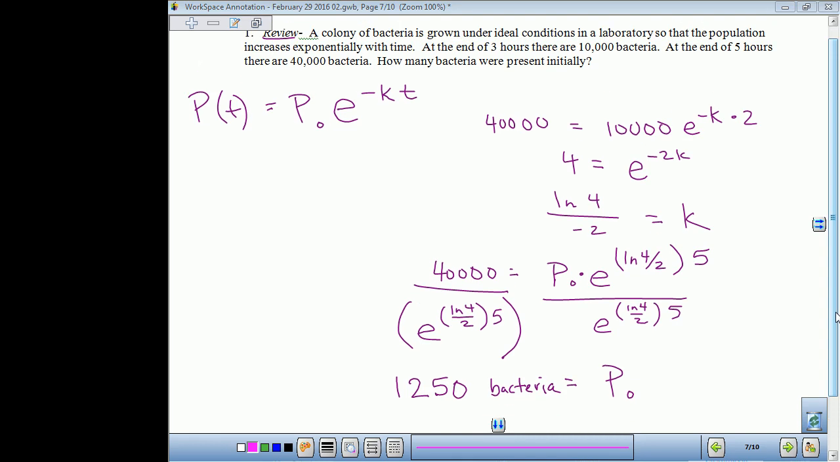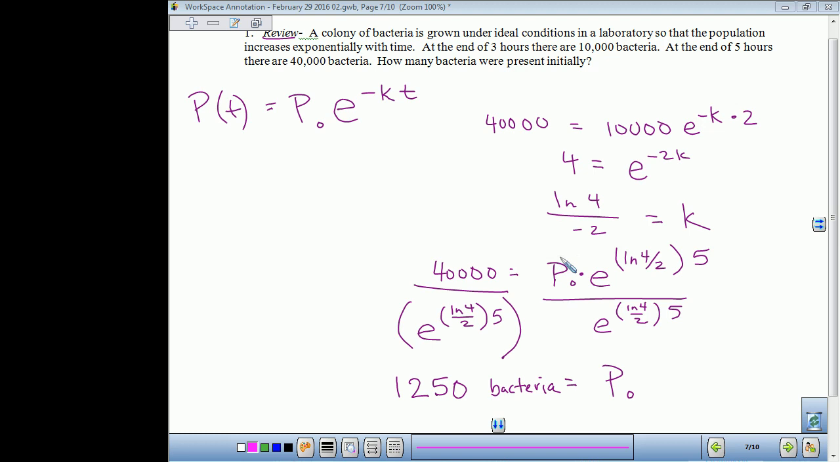Okay, number 1 is review. It's not Newton's law of cooling. It's just, can we use the decay formula with a base of E? So number 1 was not new at all. You just had to read. You're starting off with 10,000 bacteria and ended up with 40,000. That change happened over how many hours? 2, because from 3 hours to 5 hours is 2. And then if we solve for K, then we can determine what the initial population of bacteria was.